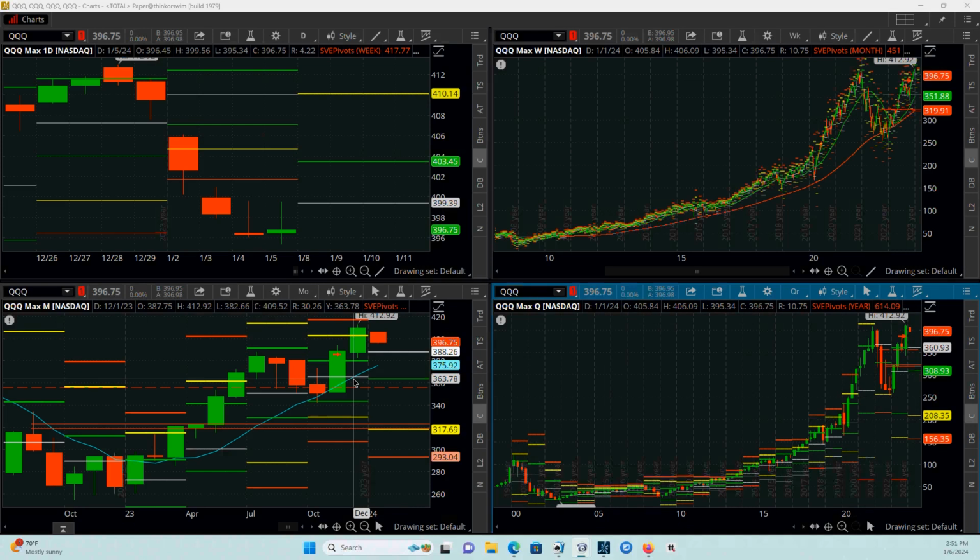What that 10 moving average is used for is to tell us when the market is bearish or bullish, technically, the way some people look at it. If the market is below the 10, it is bearish. If the market is above the 10, it is bullish. Also, the pivots on this chart are quarterly pivots.